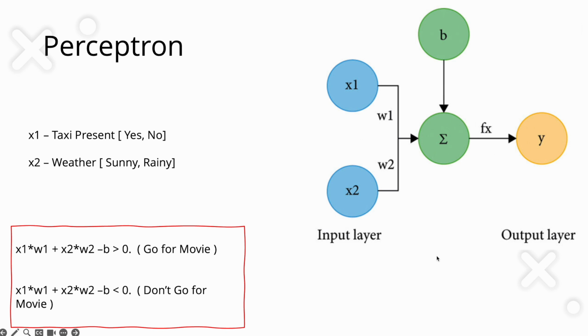Now, during training, if we have a lot of samples or past historical data on whether the transport was present, whether it was sunny or not, can we not train this to arrive at the weights w1 and w2? What are those weights, w1, w2 and b? These are the parameters. When we talk about 7 billion parameters, these are the parameters. These weights and biases are what we refer to as parameters.